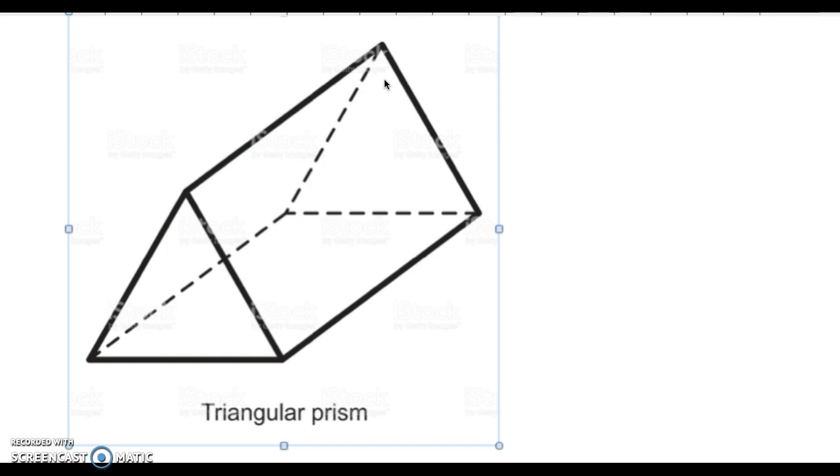A triangular prism has 6 corners or vertices, so these are our corners. And it has 9 edges. So remember, the edges are where the faces meet. Okay, so there are 9 of those.